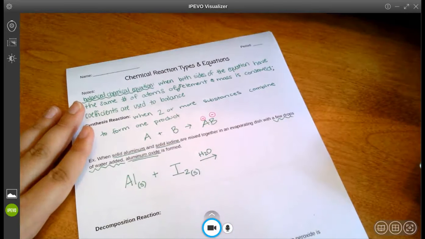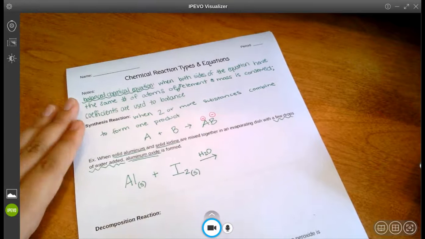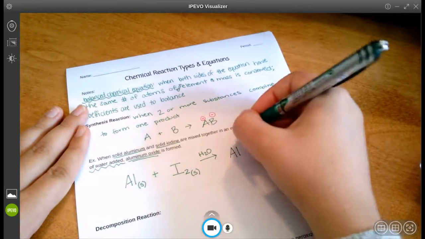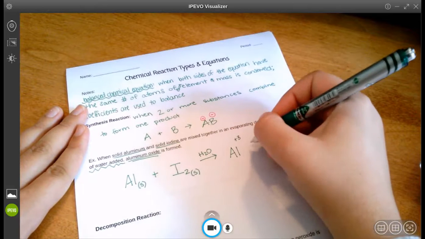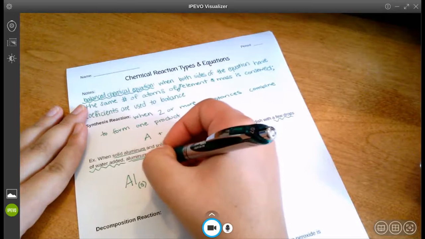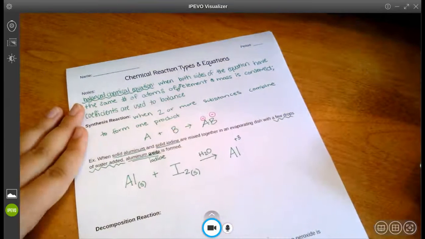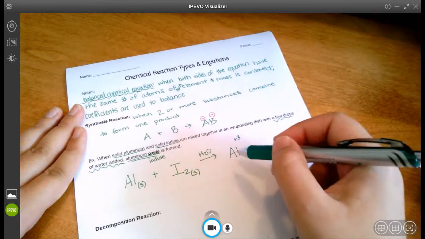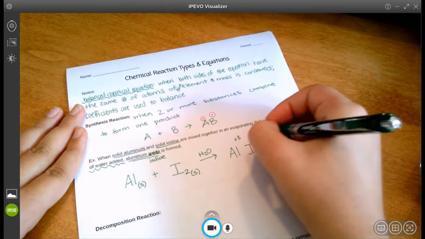So going back to our naming and writing binary ionic formulas, we know that aluminum has a +3 charge. I'm so sorry. This should not say oxide. This should say aluminum iodide. Again, I told you guys, I always have typos. So aluminum iodide is formed. So still aluminum has a +3 charge. Iodine, on the other hand, has a -1 charge.